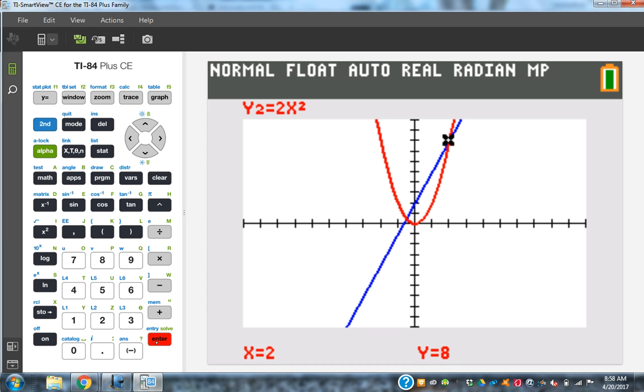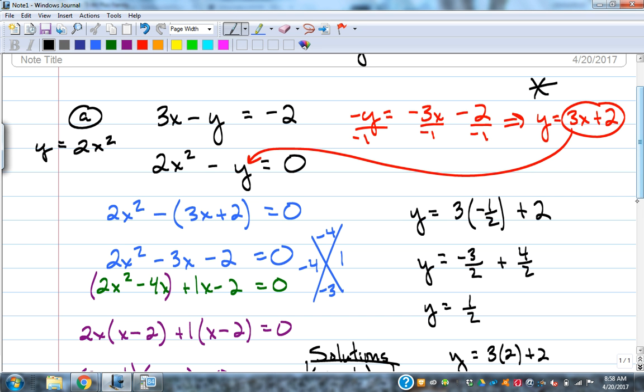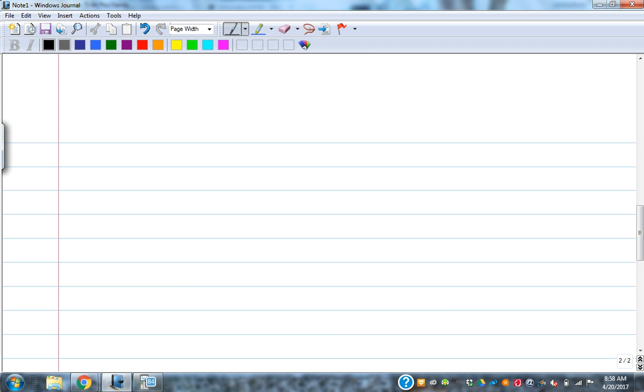So getting y by itself is going to be key on the graph. We're going to look at that with every problem we do today, or most every problem we do today. Probably not every problem. All right, let's look at this one.